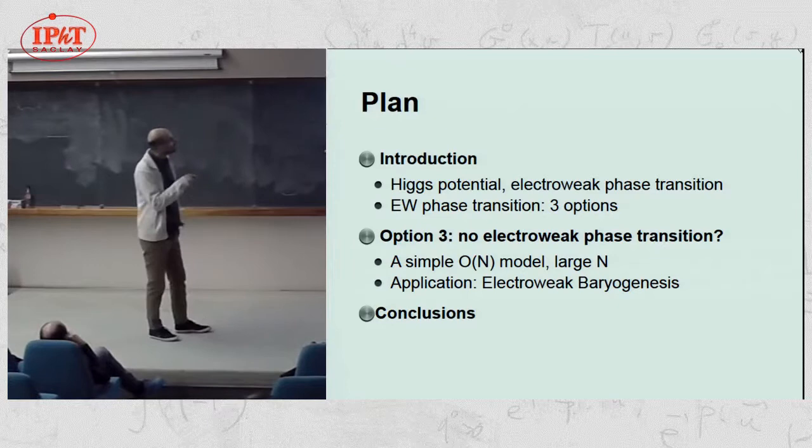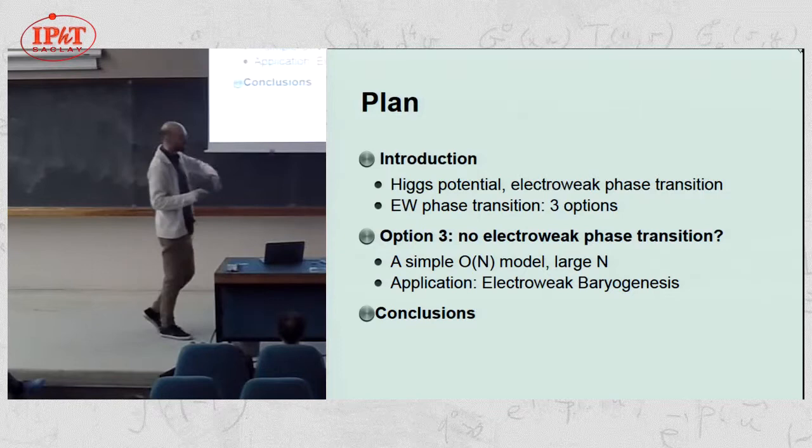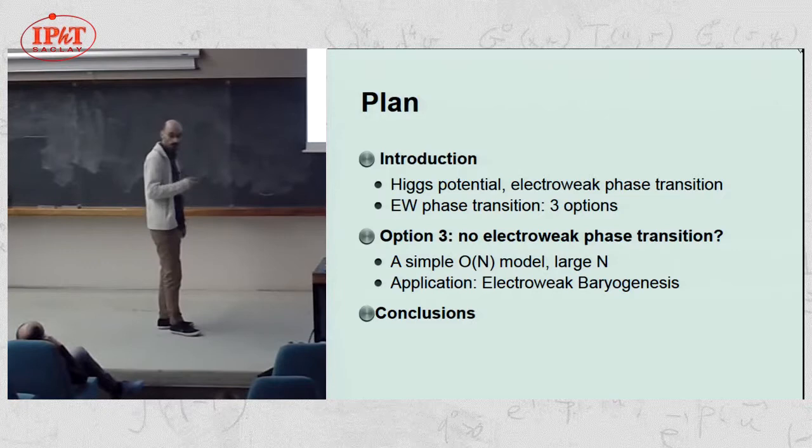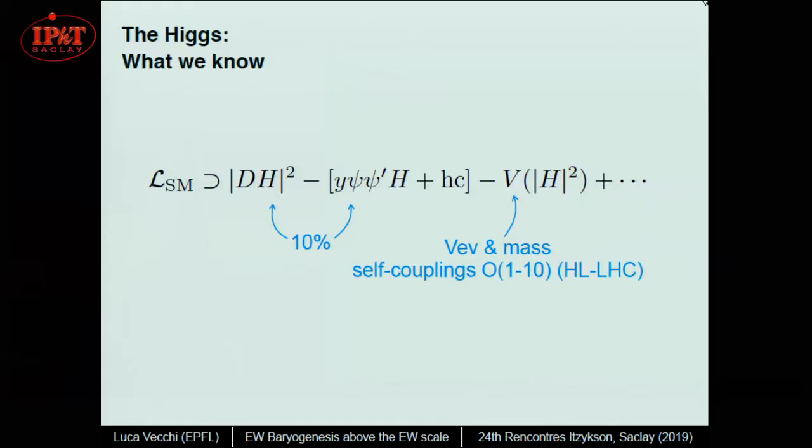And I will talk about the third one, which is a little bit exotic, and it has been developed essentially last year, which is an option where there is basically no phase transition, or maybe it's very early. It appears very, very early, earlier than temperatures of the order of the electroweak scale. And I will give you some model that does that and some application. So why am I asking this? Okay, very briefly.